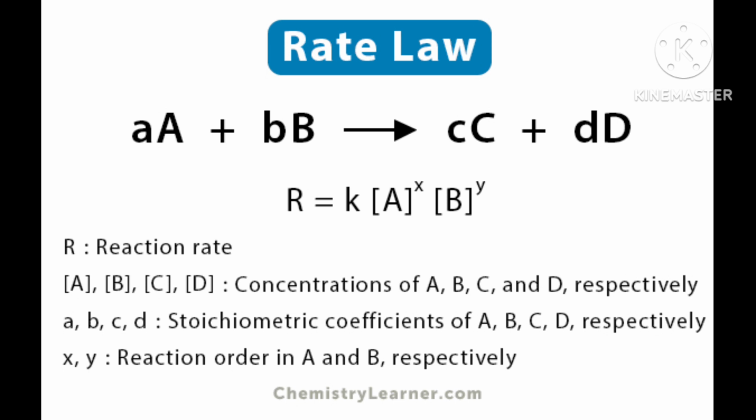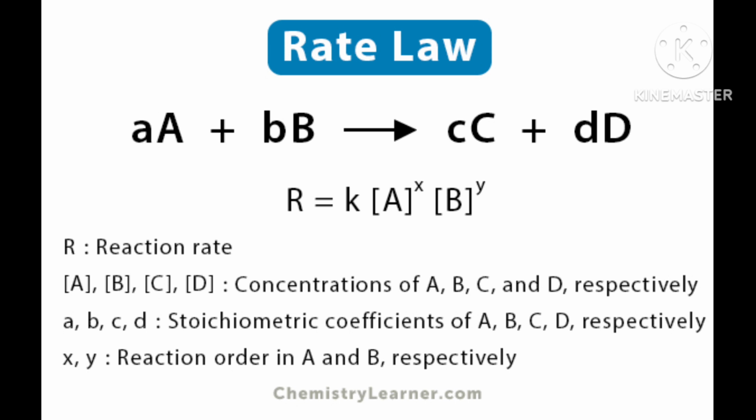Order of a reaction means, suppose x is equal to 1 and y is also equal to 1. Then x plus y is equal to 1 plus 1, that is equal to 2. Then this is called second order reaction. If suppose x is 2 and y is 1, then 2 plus 1, that is 3. Then this is called third order reaction.